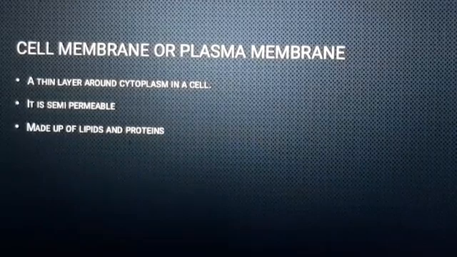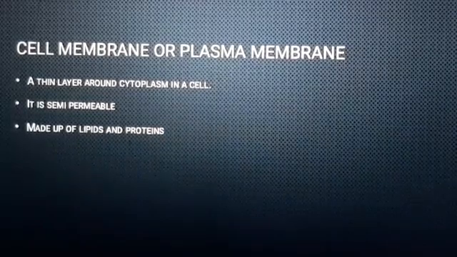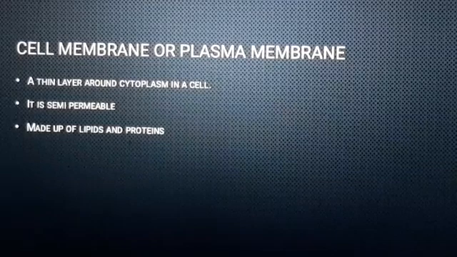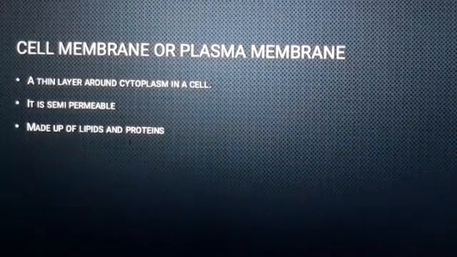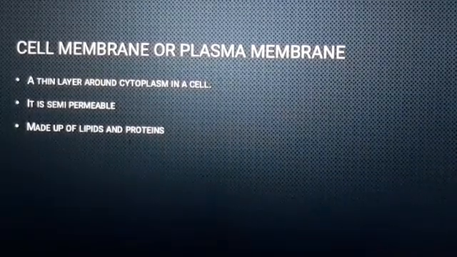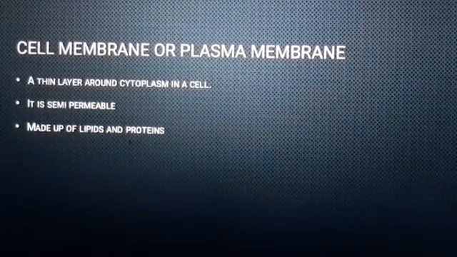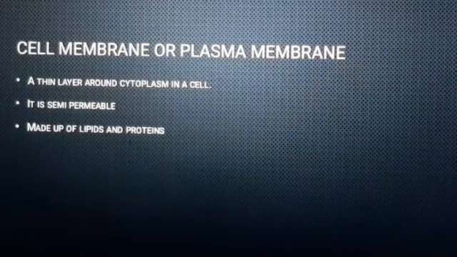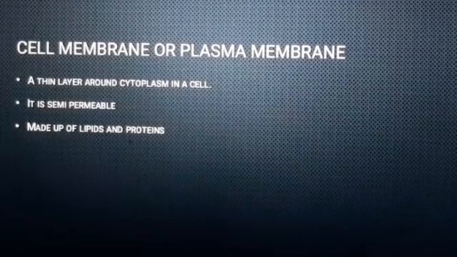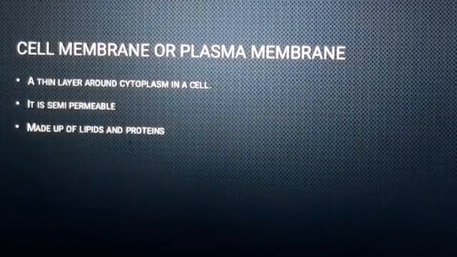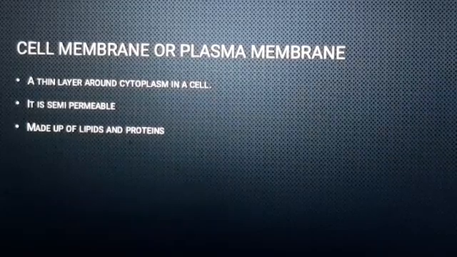In plant cells, this cell membrane is found on the inner surface of cell wall. As I have shown you in the figure, outside there is cell wall, so inner to the cell wall, cell membrane is present. And if we talk about the chemical structure of cell membrane or plasma membrane, then cell membrane is made up of lipids and proteins. Lipids and proteins are chemicals, and you just remember the names only, lipids and proteins.